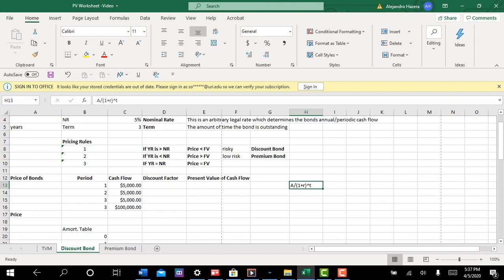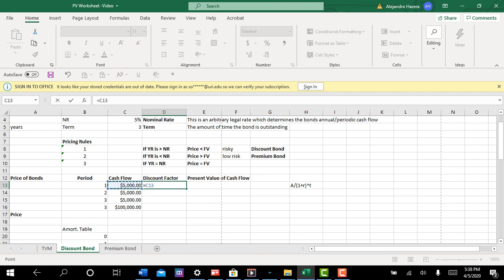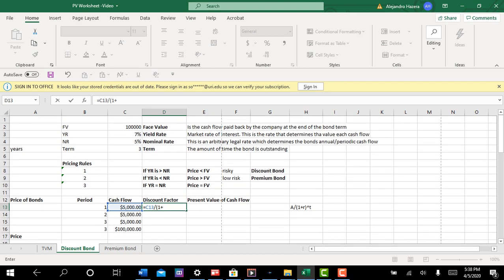Okay, so let's see how we do this. So our amount for the first period is equal to $5,000. We're going to divide by 1 plus the interest rate. Now here's the important part. The interest rate they're going to use to determine the value is the yield rate. Okay, so that's very important right there. So it's being divided by 1 plus the interest rate, which is the yield rate. Now, how about the time period?